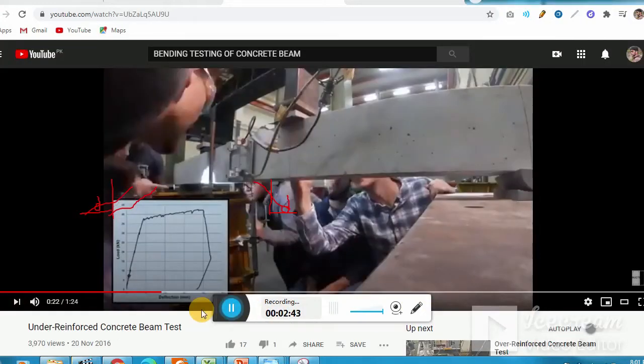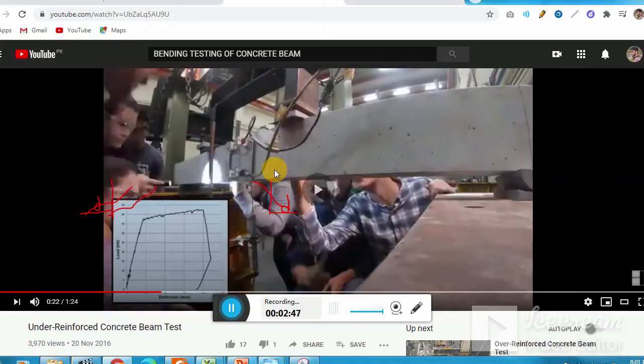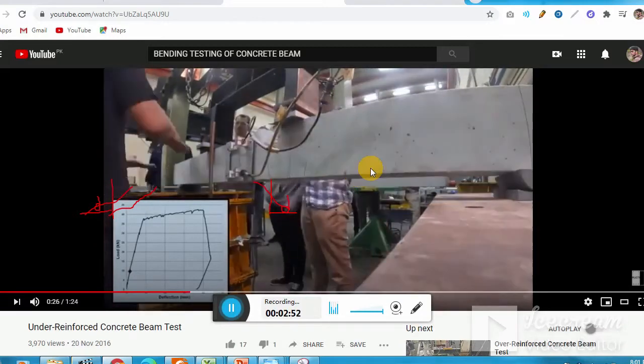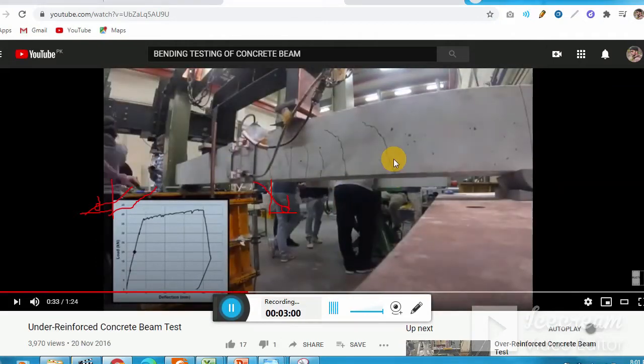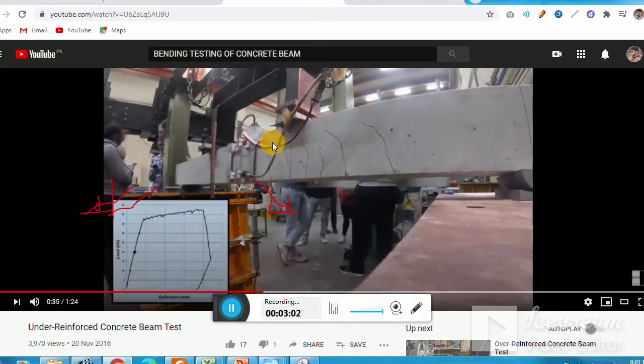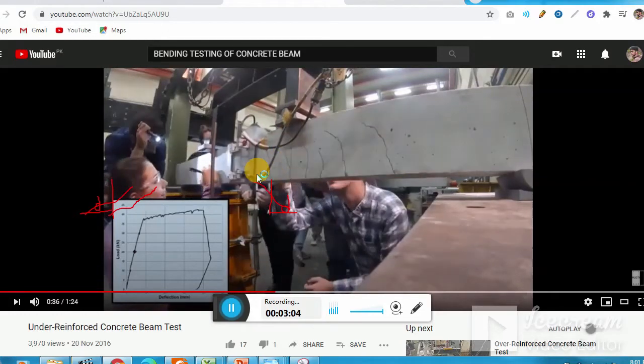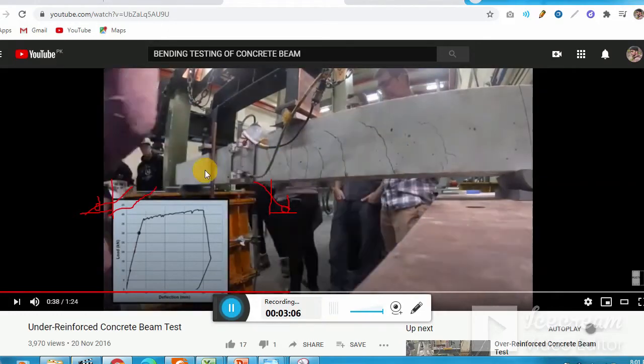So students, you see here flexure cracks. This is a very important video. You can watch it and look at the flexure cracks and how they develop. They develop at the center line. See, these are the flexure cracks. Remember, these are very important. They are produced in the middle portion of the beam.